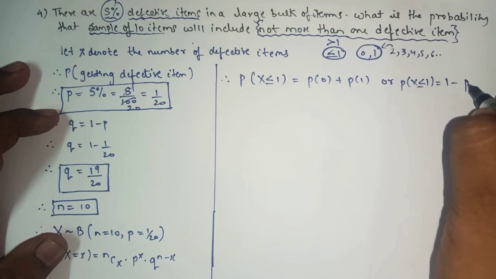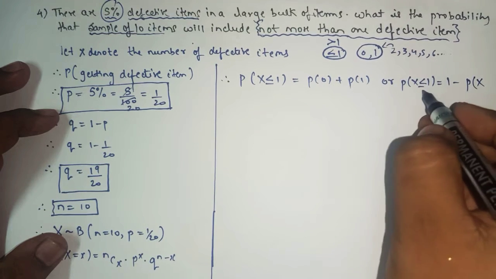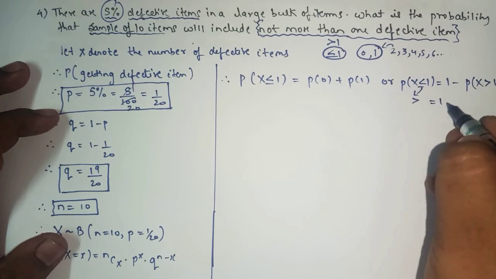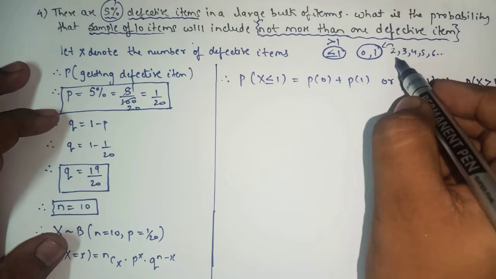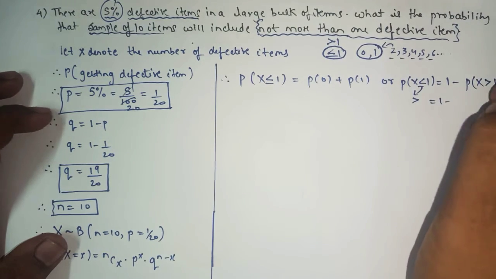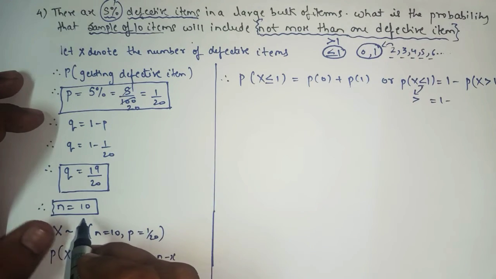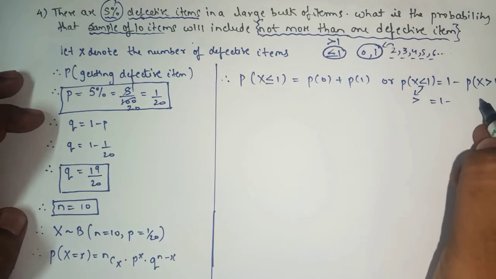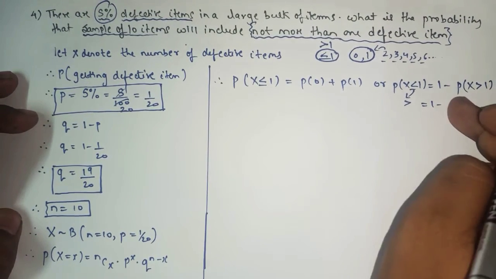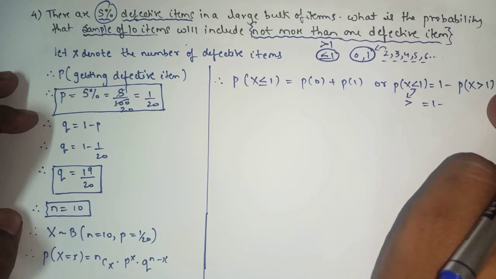1 minus P(X), the negation of this will be what? Greater than 1 will come. So 1 minus P(X greater than 1) will be P(2), P(3), P(4), P(5), 6, up to where? It depends on the value of n. So here the value of n is 10, so till 10 you will write.